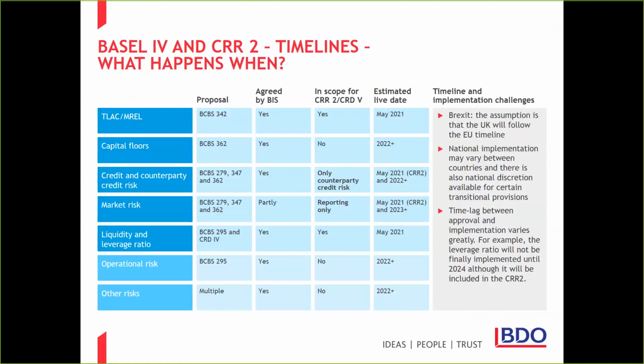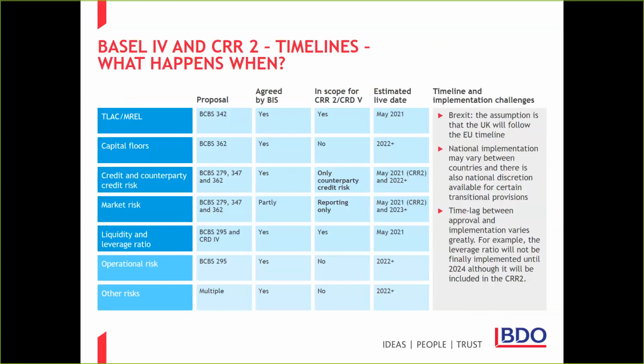So a key takeaway in terms of the timelines is that CRR2 will take place in 2021. The key changes there for most firms: if you have counterparty credit risk exposures, there'll be changes to the calculations. We're going to look at that. There's the market risk changes, mainly on reporting. And then there's the finalisation of the Basel II and CRD4 liquidity and leverage ratio rules. The other changes around capital floors and operational risk and the new credit risk rules will come in with Basel IV, 2022 plus.